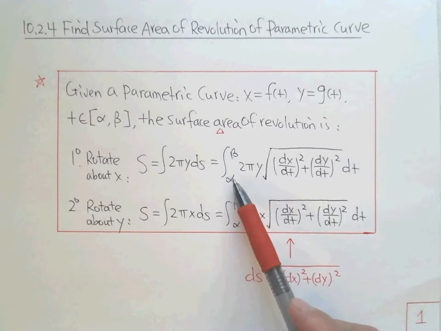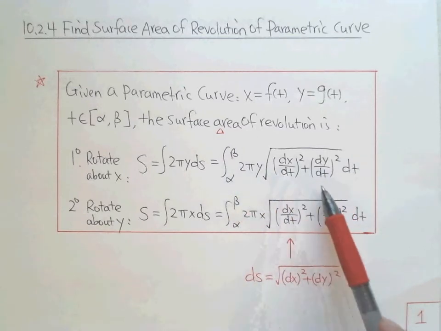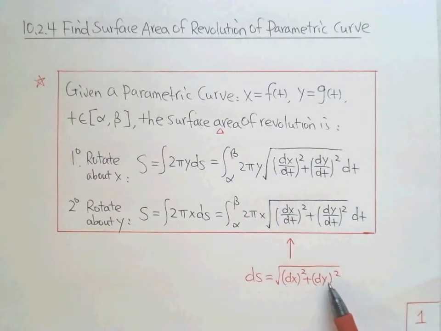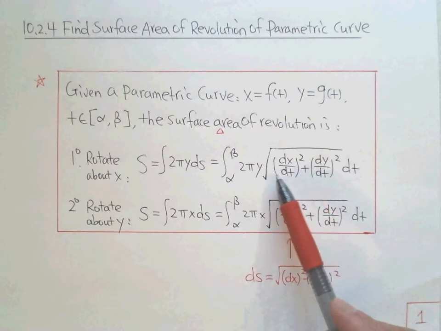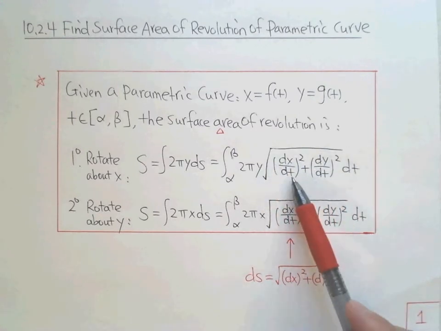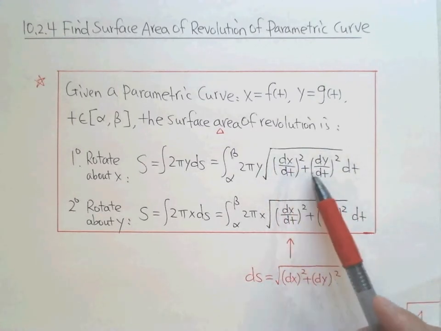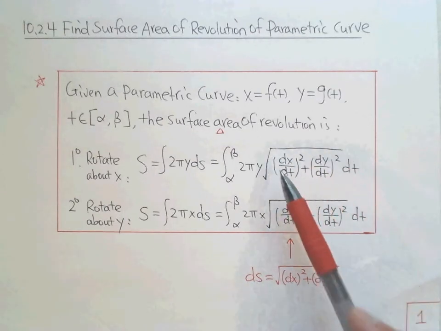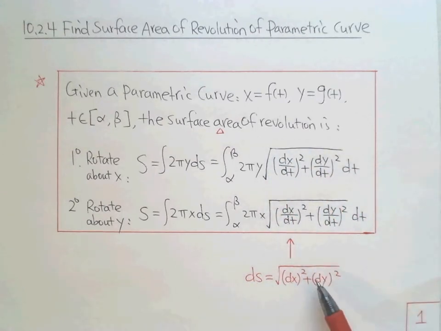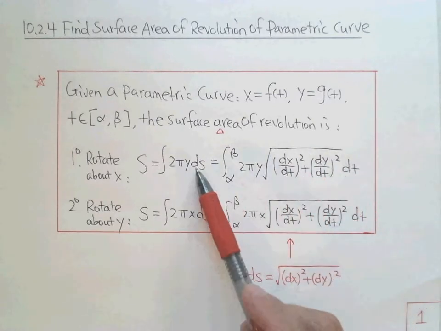Where is t? So t is from alpha to beta. So this time is different. So how to go from dx, dy to dt is here. See, if you plug dt inside the square root, and this dt squared, we cancel dt squared. What do we get? And this bigger term is exactly ds, right? That's exactly the ds.